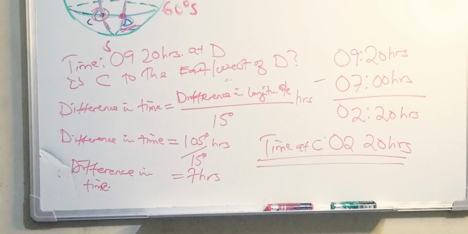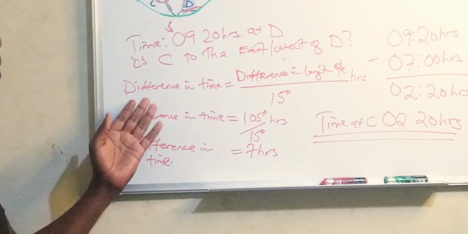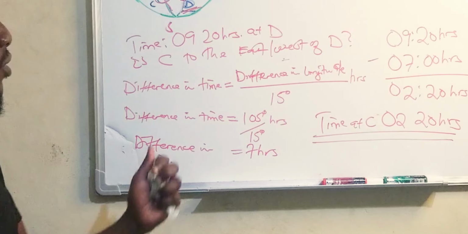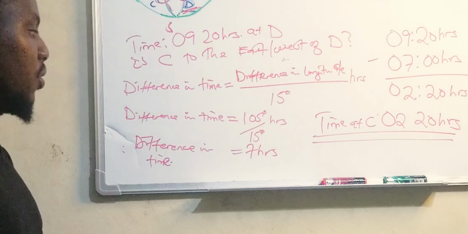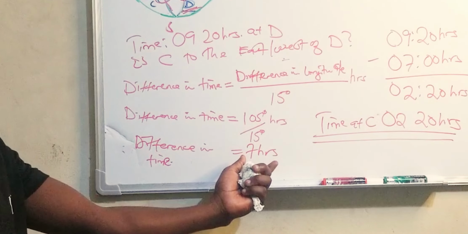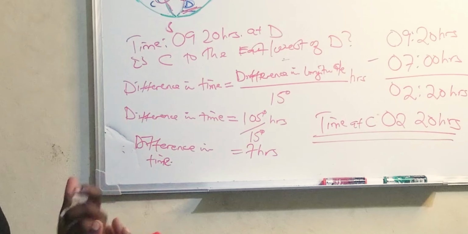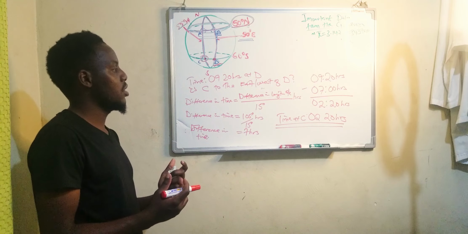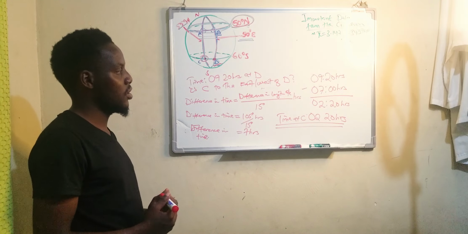So the first thing, you get the difference in longitude. After getting the difference in longitude, use the formula: difference in time is difference in longitude over 15 degrees, and this should give you hours. Once you get the difference in time, you ask yourself if the point you are finding the time for is to the east or to the west of the given point. If to the west, you subtract. If to the east, you add that particular difference in time.